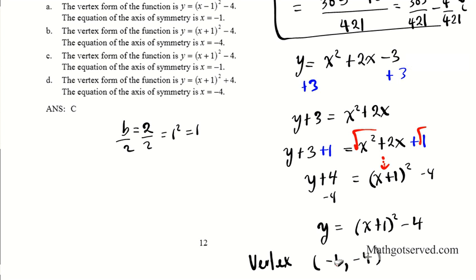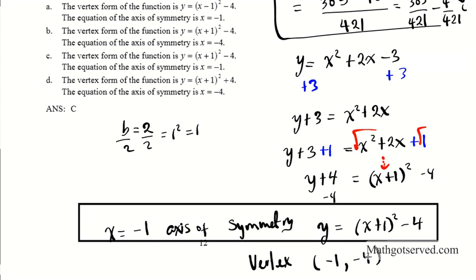So the axis of symmetry is the x-coordinate, right? So x equals -1 is the axis of symmetry. Okay, alright, so let's see which one matches with what we have. Let me box my answer so you don't get confused. So there goes the answer right there.